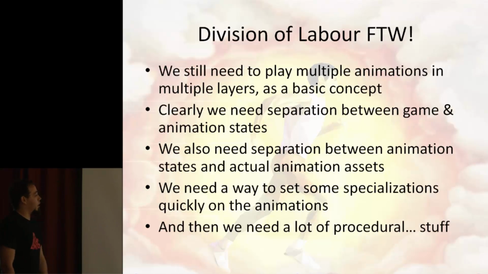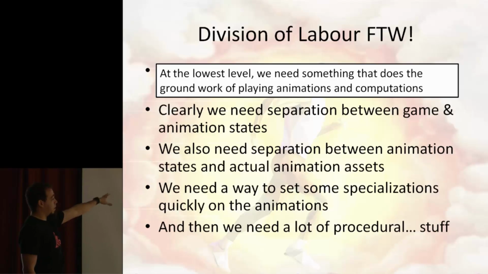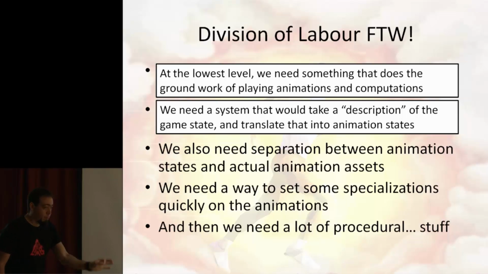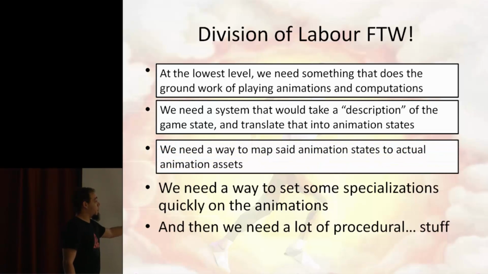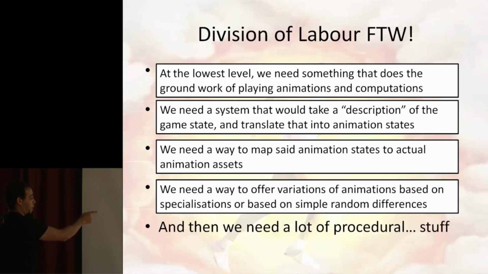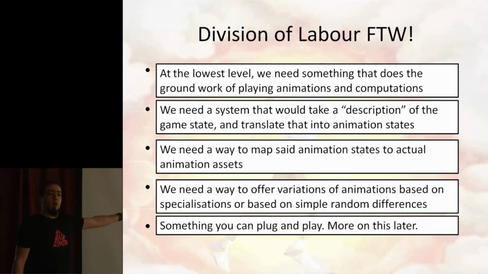So, switching into sort of project manager mode, awesome, let's do the thing that project managers love the most. Let's assign tasks, division of labor. So fine, this big thing, okay, at the lowest level we need something that does the groundwork of playing animations and computation. Sure. We need a system that would take the description of the game state and translate that into animation states. We need a system to map said animation states to actual animation assets. We need a way to offer variations of animations based on specializations or based on very simple randomizations. We have different options that represent the same state, and we just want to have a lot of procedural stuff we can plug and play, and it really is realm dependent.